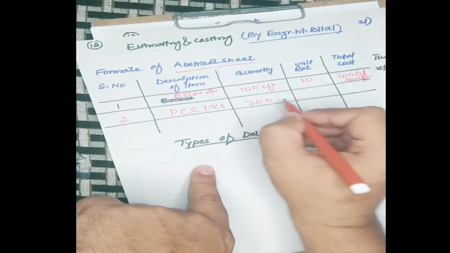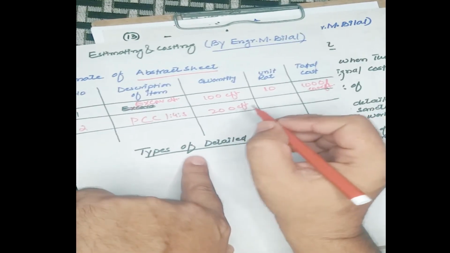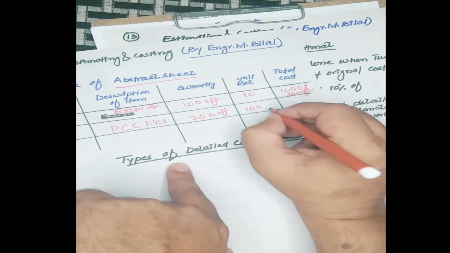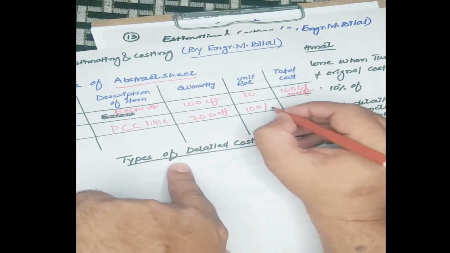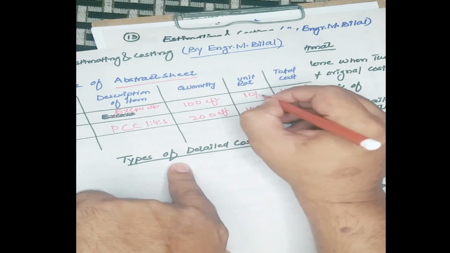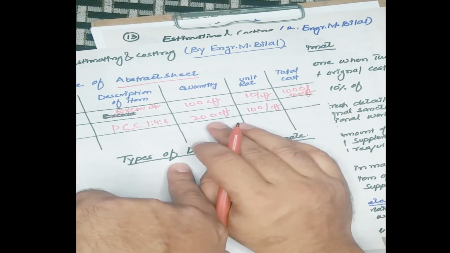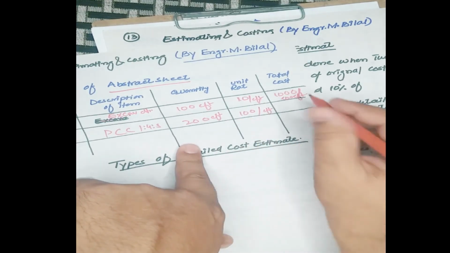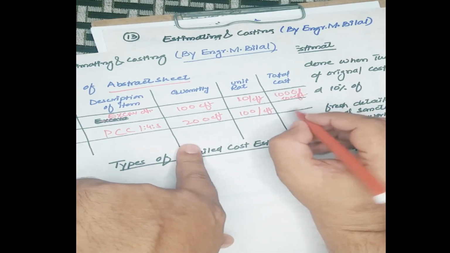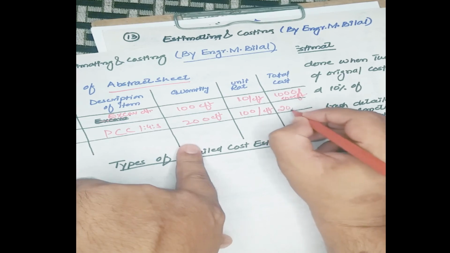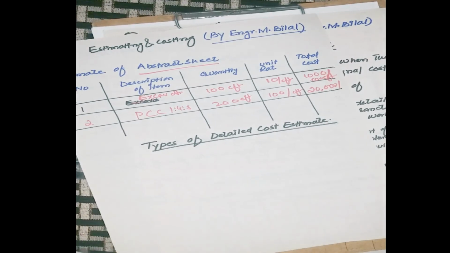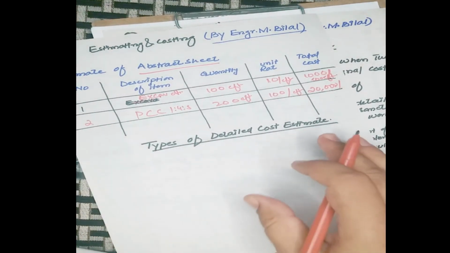The total quantity is 200 CFT, let's suppose, and its unit rate is 100 per CFT. So the 200 will be multiplied with the 100 unit rate. So this will be 20,000, the total cost of the PCC. So this is called the abstract sheet.